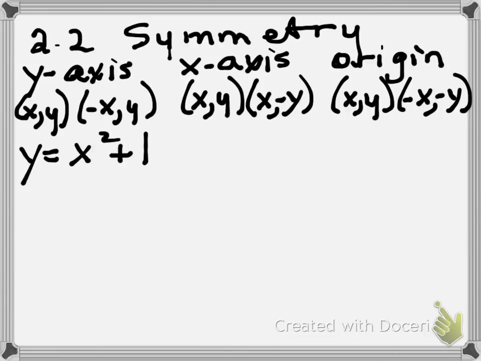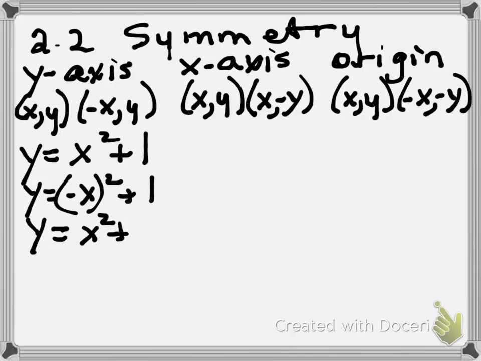Let's look at y-axis symmetry. So it says that if I substitute in negative x, and then I square it, and I add 1, that is going to yield the same exact equation that I started with. Exactly the same signs, exactly the same variables. So this is y-axis symmetry. Substituting in negative x, I get exactly the same equation I started with.